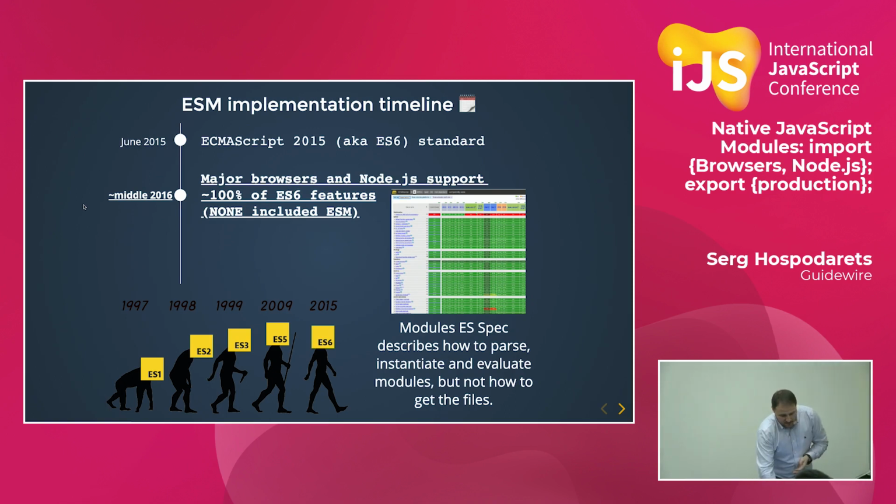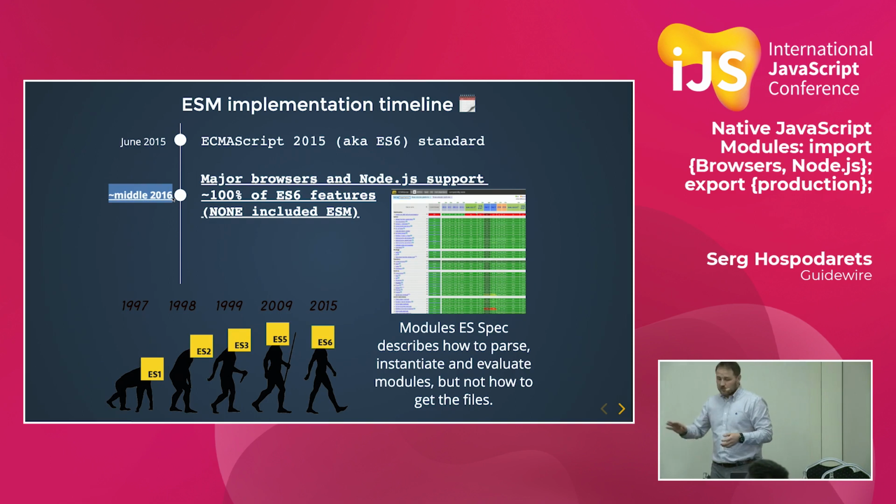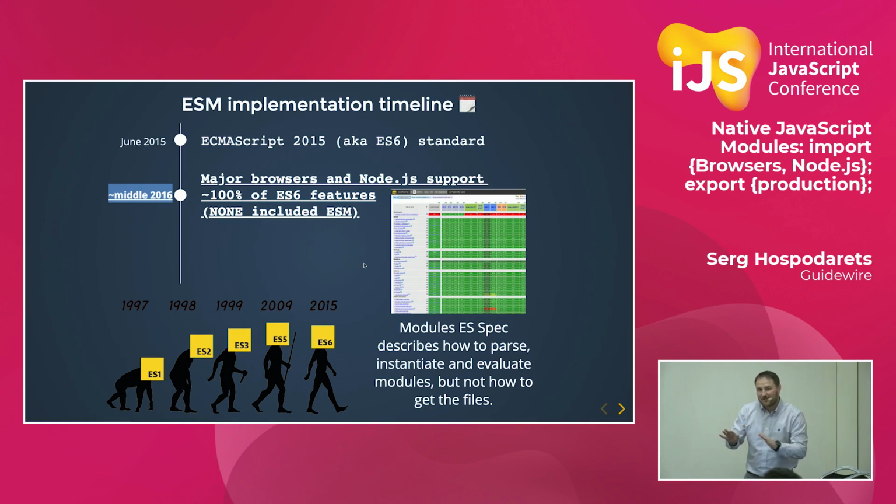So take a look. In one year, by the middle of 2016, all the major browsers, all of them, plus Node.js, implemented 100% of ECMAScript 6 features. All of them. Const, let, proxy, imagine promises, whatever. Everything was green. Everything. Except they tricked us. It was everything except modules, ECMAScript modules. So native ECMAScript modules were not there. Everything green except this, like a surprise.